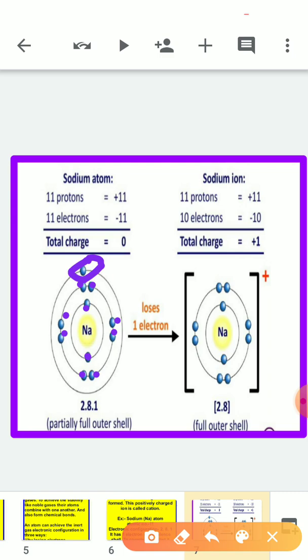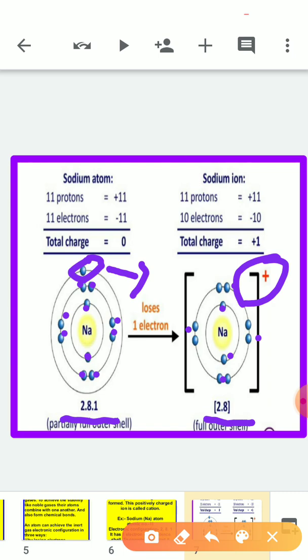So what will it do? It wants to become a noble gas. Noble gases have their octet complete. So it will lose this outermost shell electron. And as it is losing this outermost shell electron, what will happen? It will have only 2 electrons in its first shell and then 8 electrons in the second shell. The last one is getting removed from it, and as it is losing its one electron, it will acquire one positive charge.